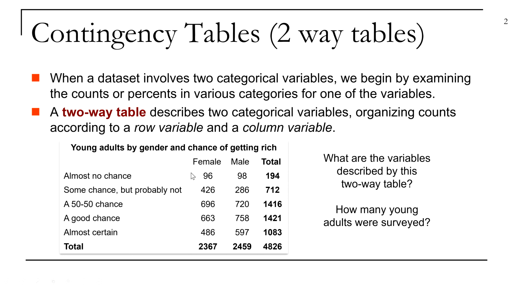So you see in bold, we have the row totals summing across, the column totals summing down, and the total number in the table is 4826. So how many young adults were surveyed? 4826. What are the variables described? Well, gender, female or male, and then how they felt about getting rich by age 30.